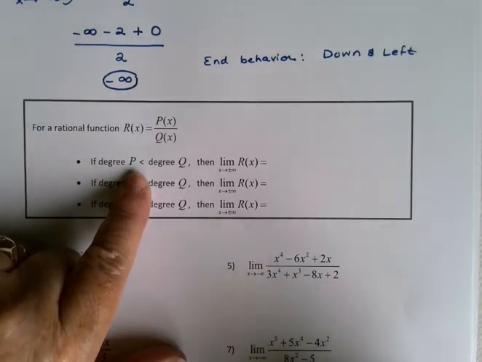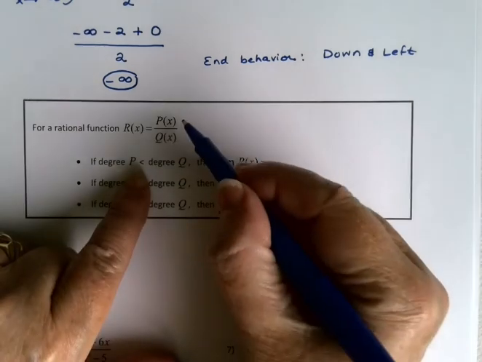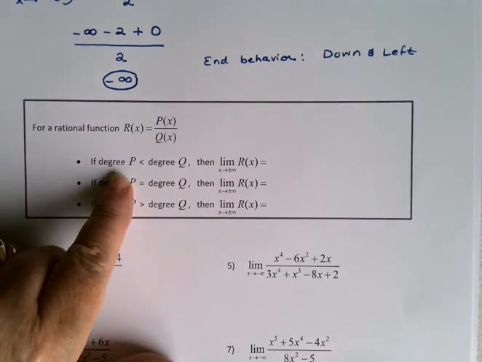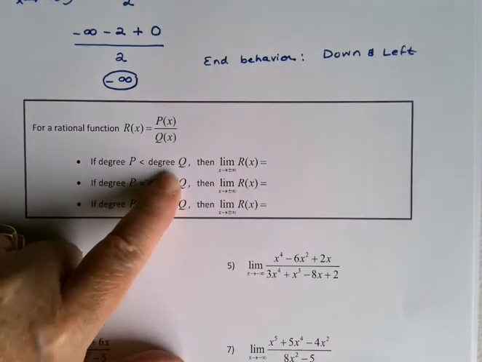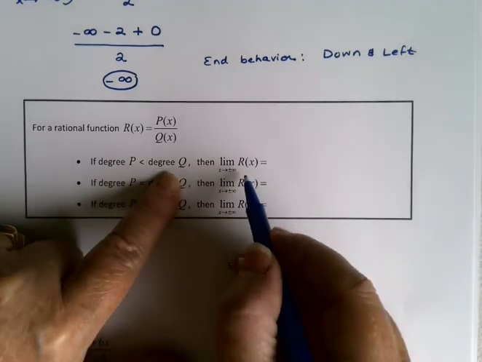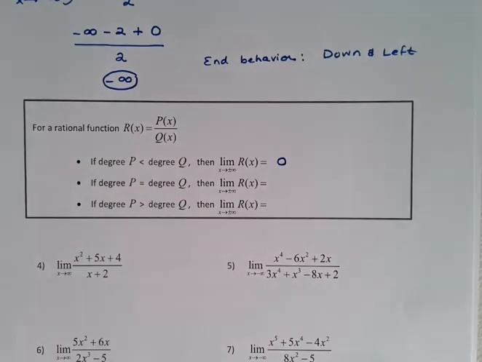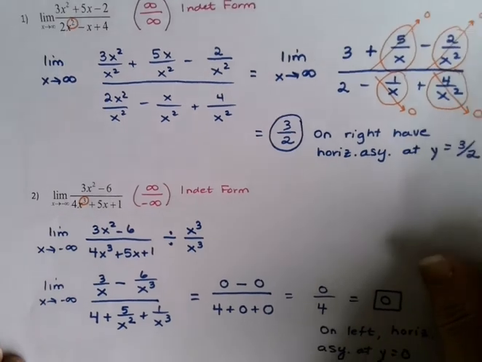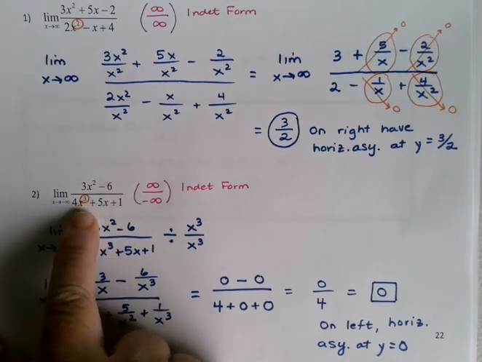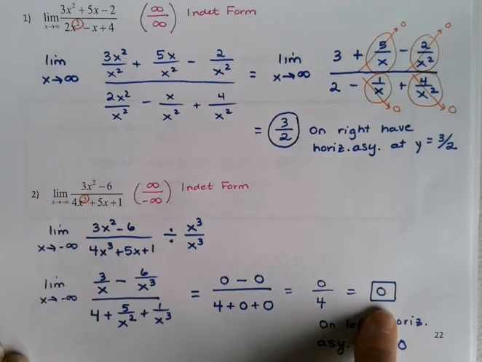Most often, college algebra and pre-calc classes teach that in a rational expression, if the degree of p is smaller than the degree of q, then you end up with a horizontal asymptote on the x-axis, y equals 0. What that is saying to us now is that the limit is 0. Notice that for us, that happened right here. The degree on the top was smaller than the degree on the bottom, and we ended up with 0 as a limit.